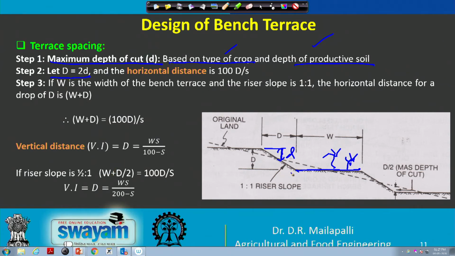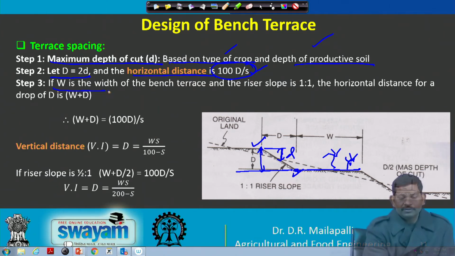Basically we are cutting from top to bottom of the foot, which will be 2d. That is the vertical interval, and the horizontal interval will be 100 into d divided by s, where s is the slope. This is a simple slope equation, and from there you get the horizontal distance.